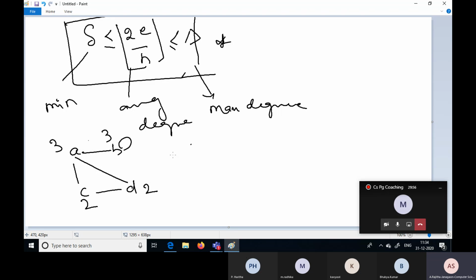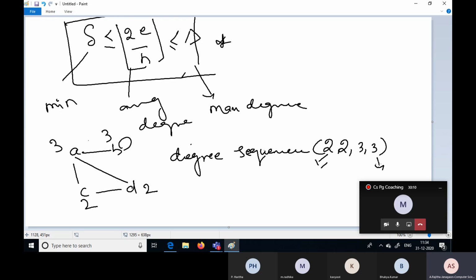Now write the degree sequence for this. The degree sequence from minimum to maximum is 2, 2, 3, 3. So this is the minimum and this is the maximum. Suppose you take it like this, in this case this is 4.